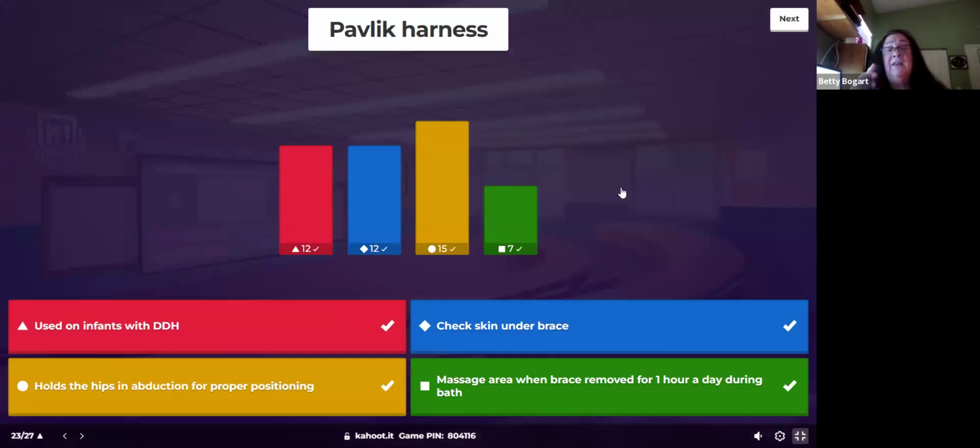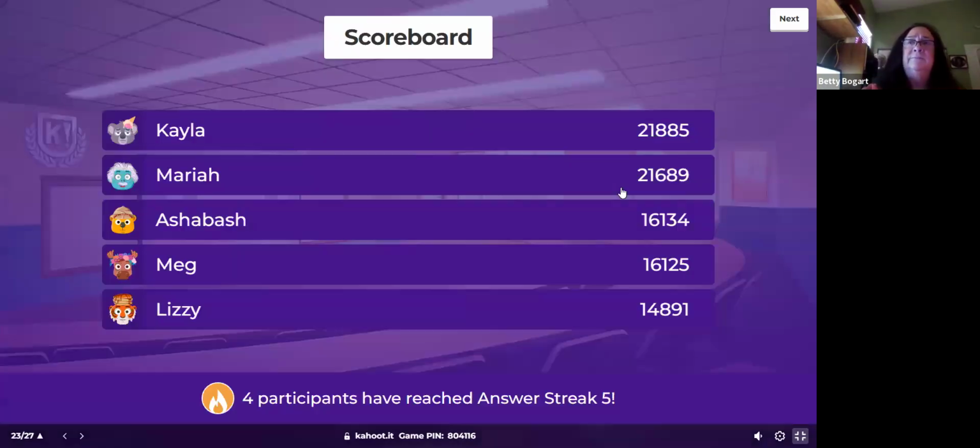A little bit of everything. It's for those children with developmental dysplasia of the hip. It holds that hip in abduction. We're always going to check underneath that brace, making sure there's no irritation. And when the brace is off for that hour and we're bathing that infant, of course, we're going to be massaging those areas, making sure that there's good circulation.